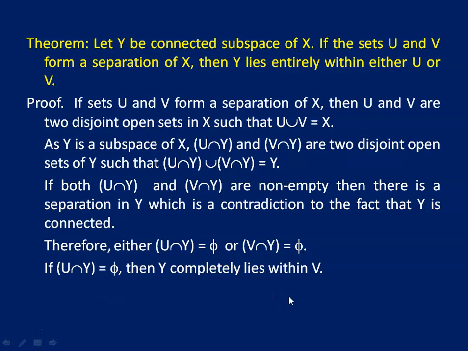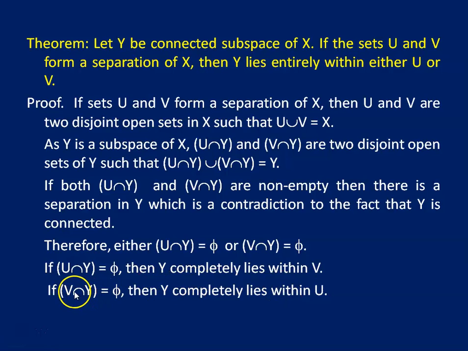Because Y is a subset of X and X has the separation U union V, and this Y doesn't intersect U, Y must be a subset of V only. Similarly, if V intersection Y is empty, Y completely lies within U, because Y is a subset of X and X is equal to U union V and Y doesn't intersect V. So Y is a subset of U.